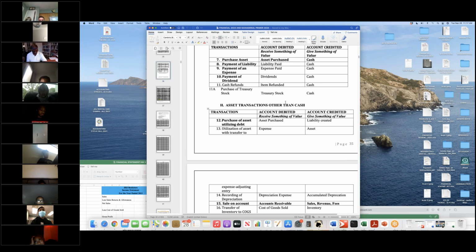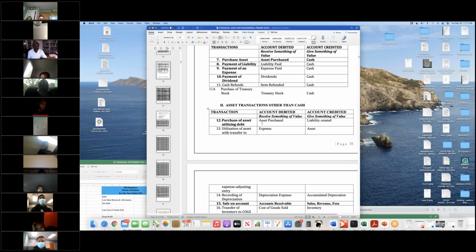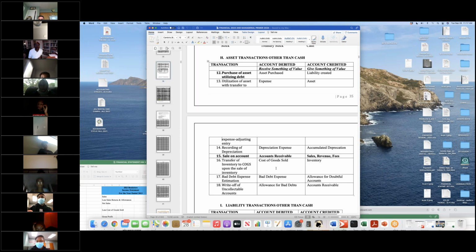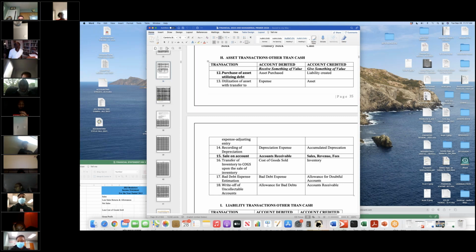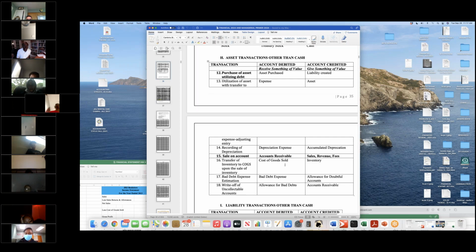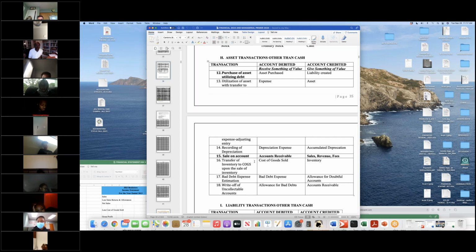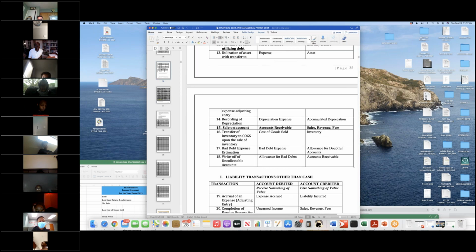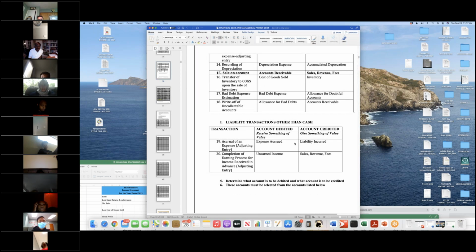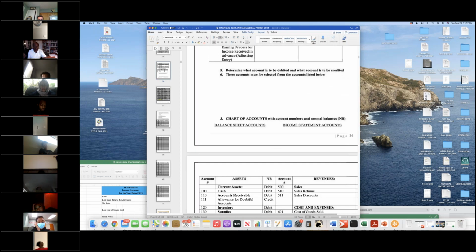Transaction 12, these are transactions other than cash, and a key one is you purchase assets utilizing debt. But there are others that we'll be looking at. And here's a sale on account, 15, which we see a lot of. But we'll begin to move through all of these eventually. Then we have some liability transactions other than cash that we will move in also. So the 20 types, we worked on the first basic ones.